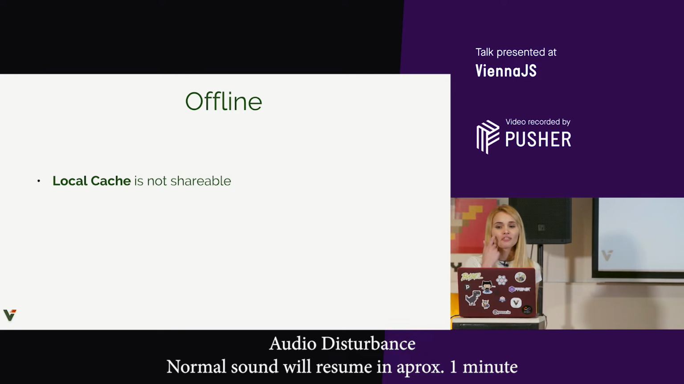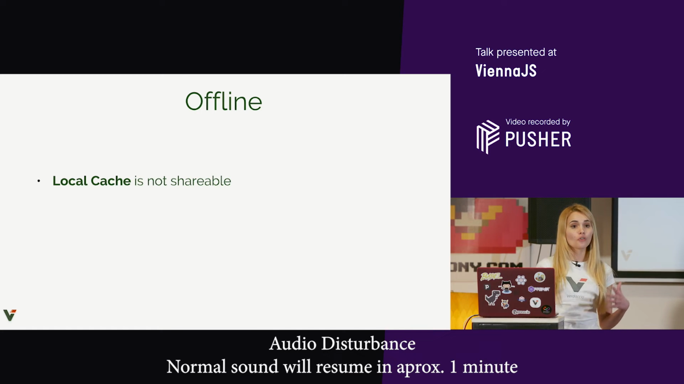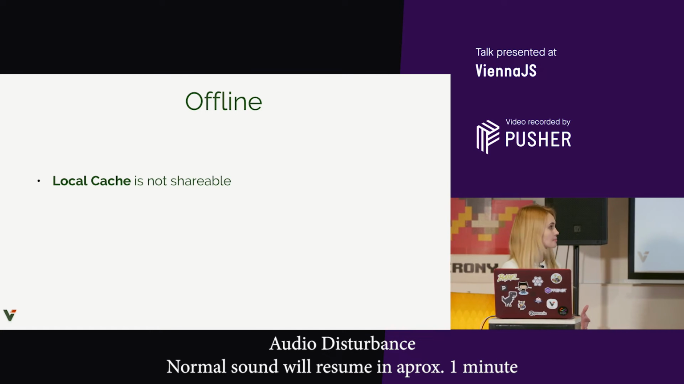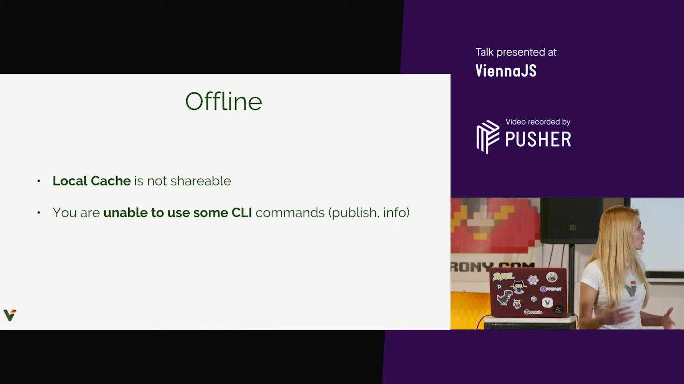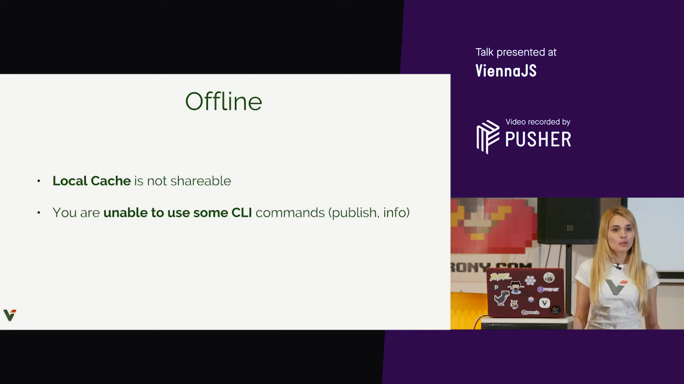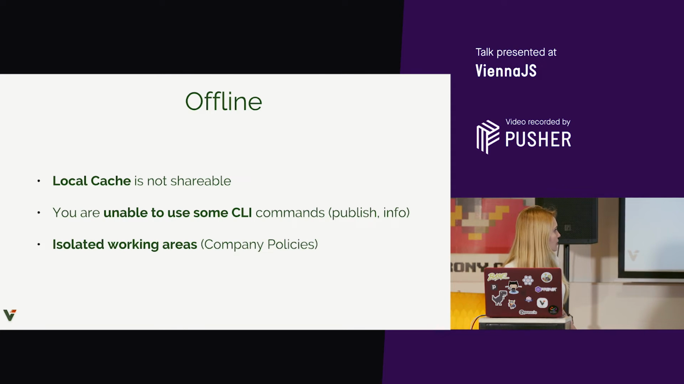YARN provides the offline mirror, which forces you to check in all tarballs into the repo, which creates a lot of unnecessary noise. Plus, you are unable to use some CLI commands, like npm publish, npm info, and a bunch of other CLI commands.